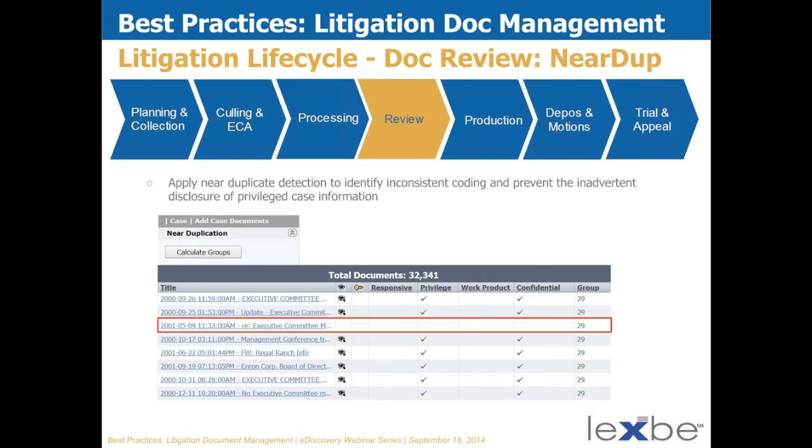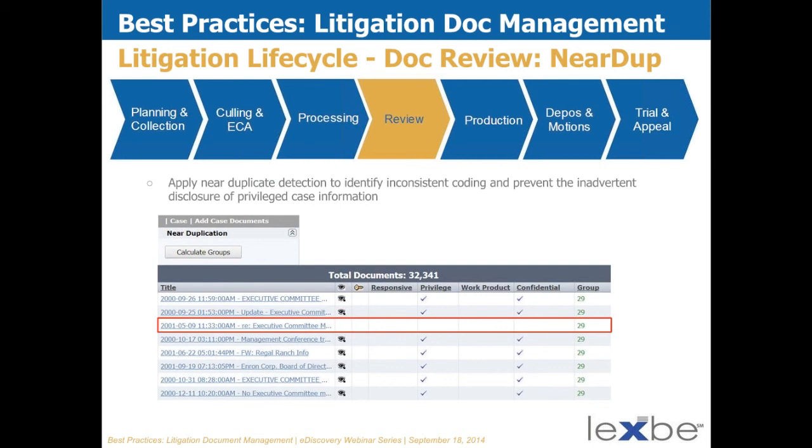Lexbe Discovery Platform also includes near duplicate identification technology, standard inside Lexbe Discovery Platform. And that will allow you to group together and simultaneously tag or code highly similar documents. And that can be very useful and very functional. So once you've calculated the NearDup groupings within your case, you can sort on those groupings. You can use them to identify inconsistently coded documents.